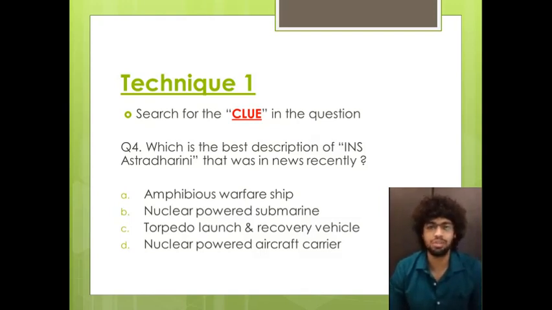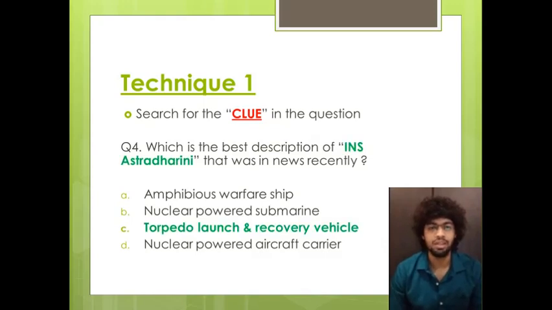I guess this question was asked in the 2016 or 2017 paper. The four options are amphibious warship, nuclear powered submarine, torpedo launch and recovery vehicle, and nuclear powered aircraft. If you analyze the word Astradharini, it literally means the holder of Astra.